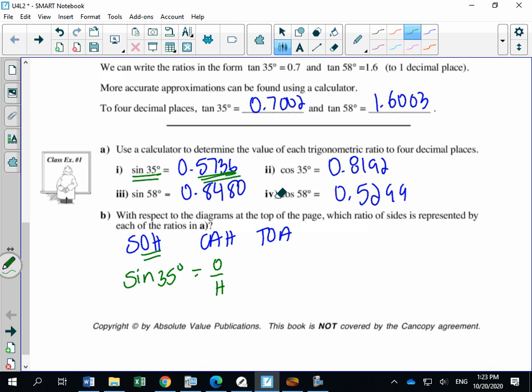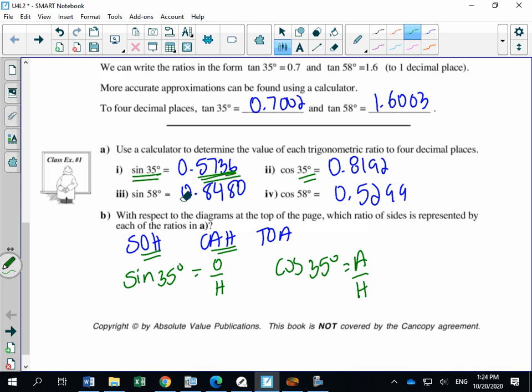And then the cos of 35 degrees. So for this one, cos is CAH, which is A over H. So how they got that 0.8192 is on a triangle, they had two different sides, and the adjacent divided by the hypotenuse would have given you that number there.